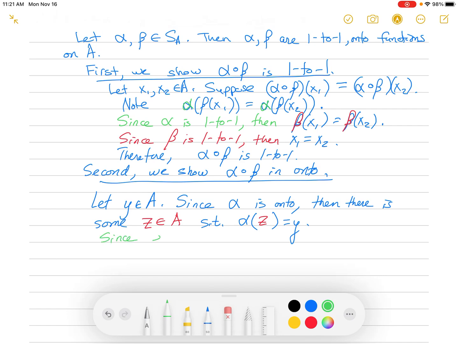Now, since beta is also onto, right, it's a permutation, then there is some, let's call it x, in A, such that beta of x equals z.